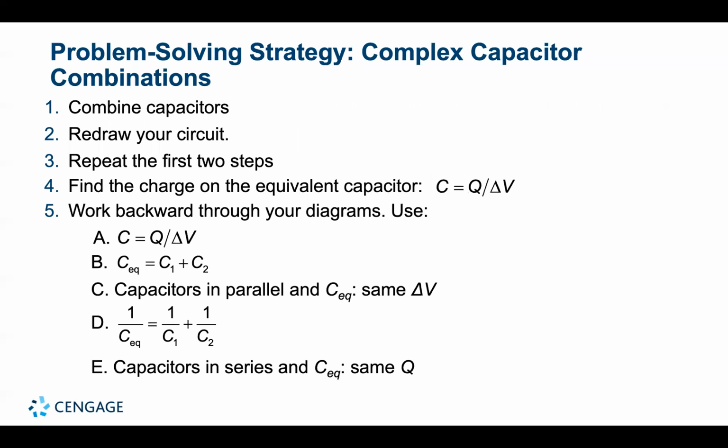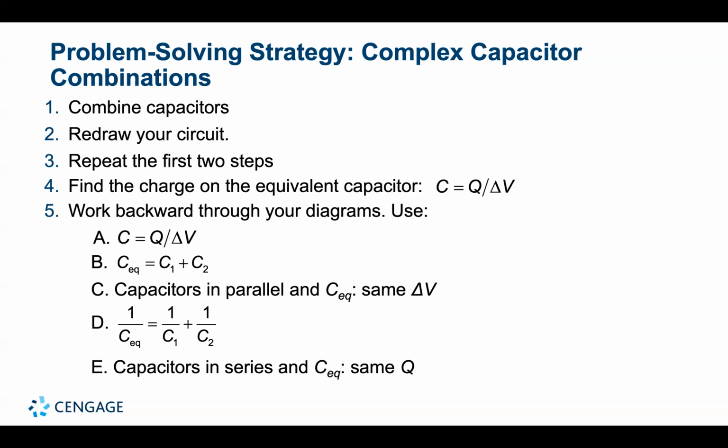Here is another problem-solving strategy for complex capacitor combinations. The first thing you want to do is combine capacitors that are in series or in parallel, following the derived formulas. We talked about those already. Redraw the circuit after every combination. Repeat the first two steps until there is only a single equivalent capacitor. Find the charge on the single equivalent capacitor using the equation shown.